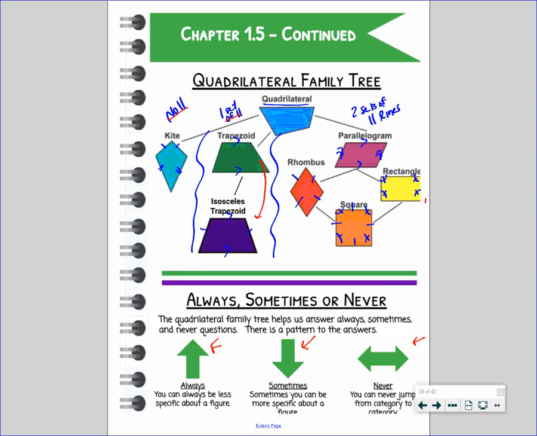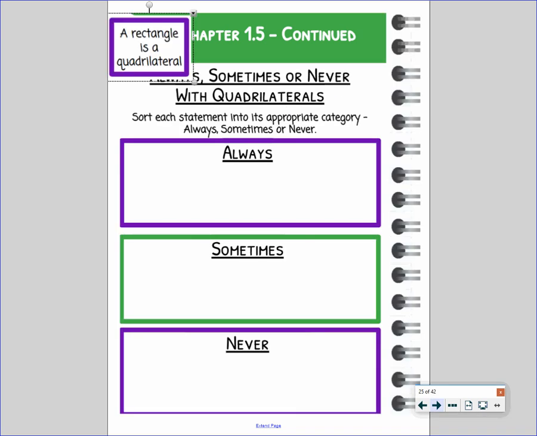All right, so what we're going to do now, we have a little sorting activity here. We're going to look at a few statements, and we're going to decide if it's always true, sometimes true, or never true. So you might have to look back at your family tree, and I'll flip back and forth. That way you're kind of understanding what I'm talking about.